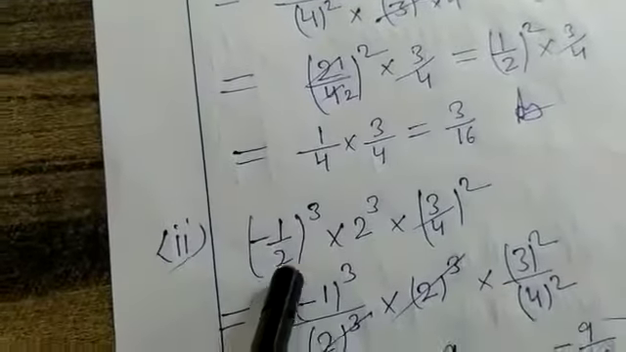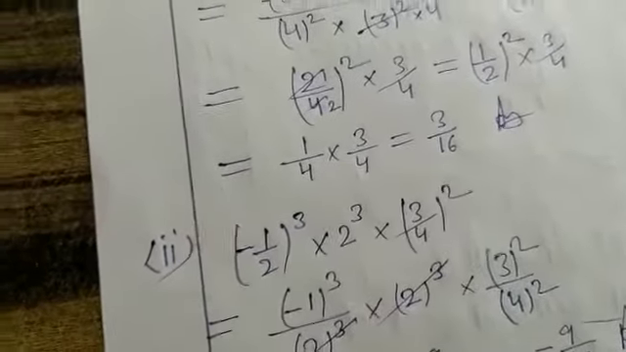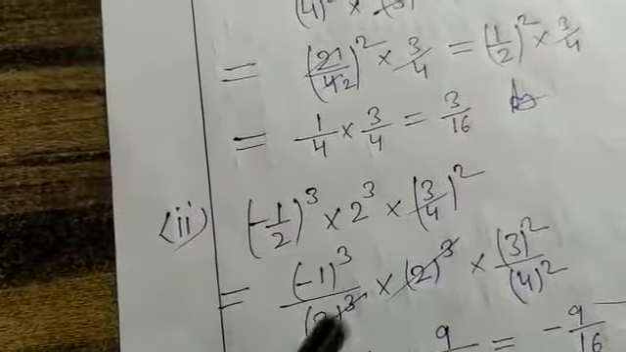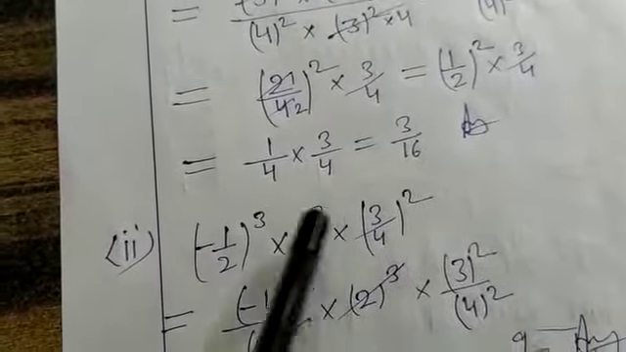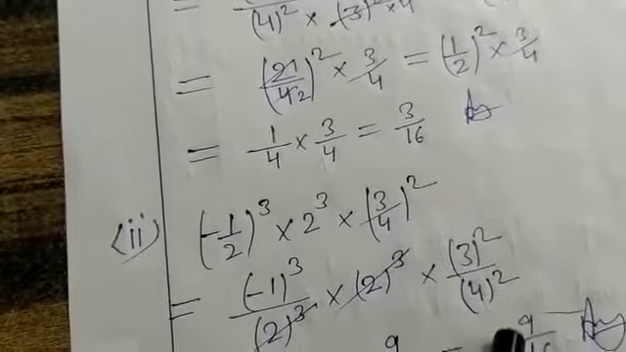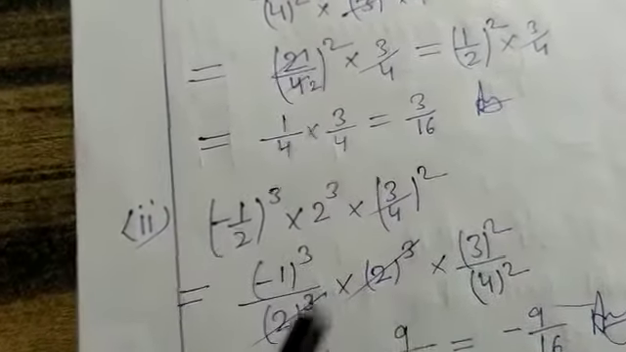Question number 2. Minus 1 by 2 to the power 3 into 2 cube into 3 by 4 whole square. So you can write for the first fraction minus 1 to the power 3 by 2 to the power 3, and into 2 to the power 3 into 3 square by 4 square. Now you can cancel this 2 cube with this 2 cube crosswise.